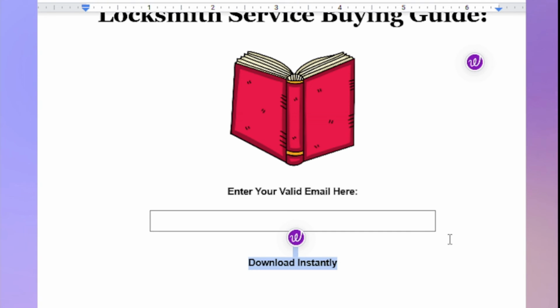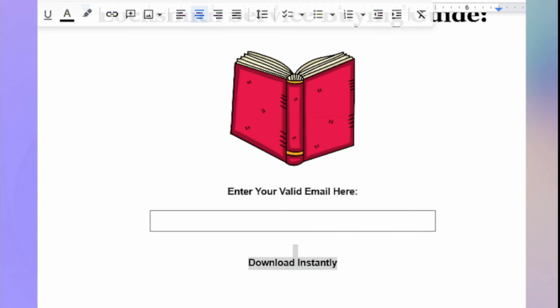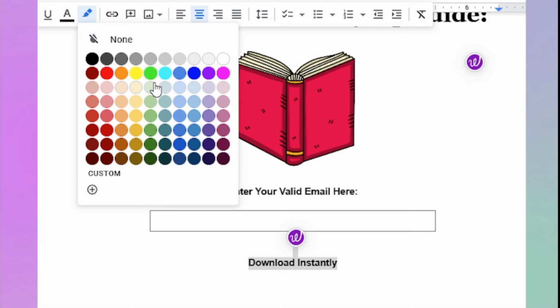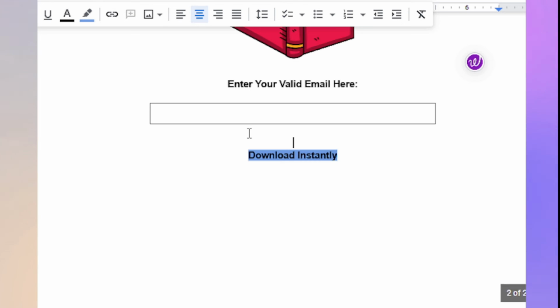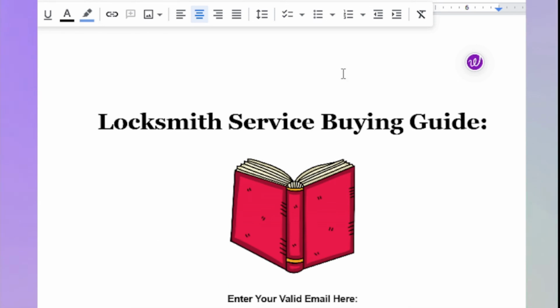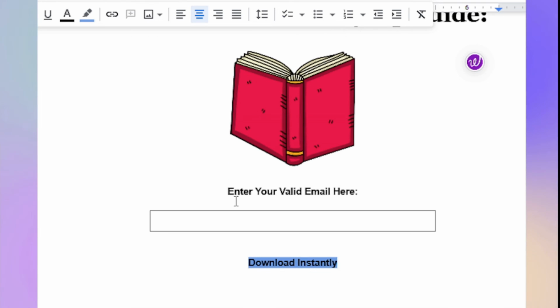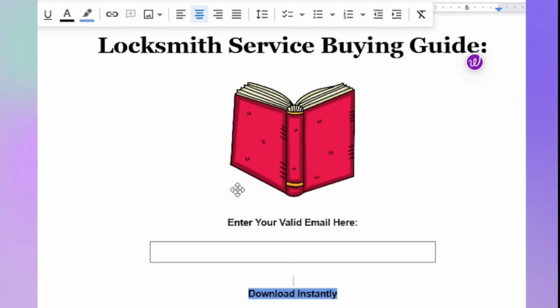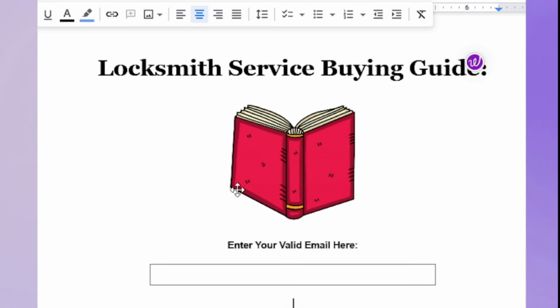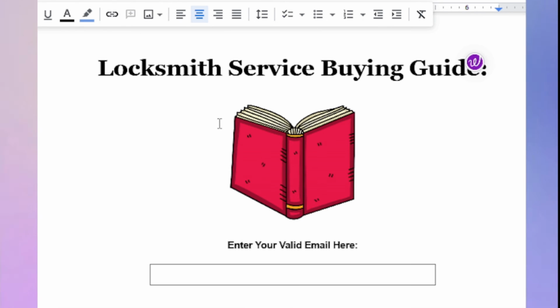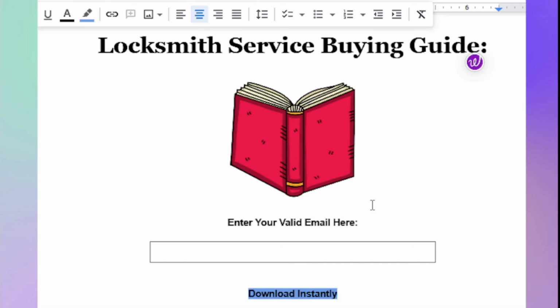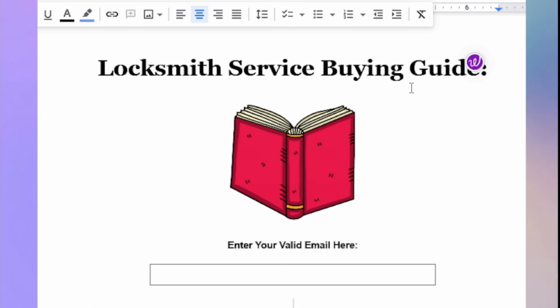Alright, let's make it colorful. Alright, so this is our action section, or you can call it call to action. In this part we are driving the focus of our audience to take the necessary action, and that is downloading the lead generation guide, the locksmith service buying guide.